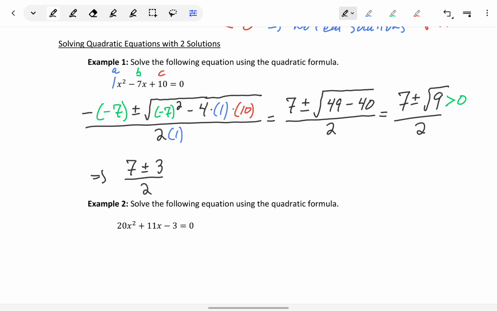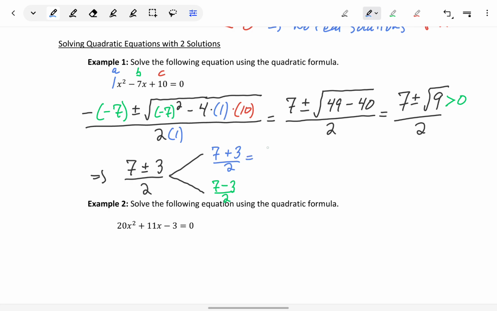And now we deal with this plus or minus symbol. What we have written here is two different expressions just condensed into one using that plus or minus symbol. The first one will be 7 plus 3 divided by 2. And the second one will be 7 minus 3 divided by 2. So that plus or minus symbol is just condensing those two expressions into one.